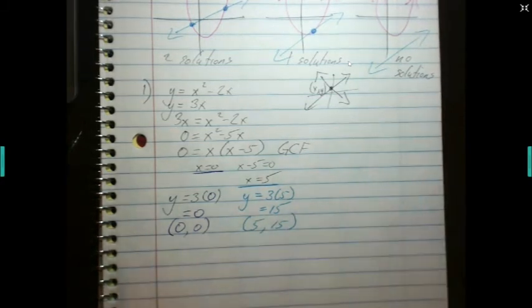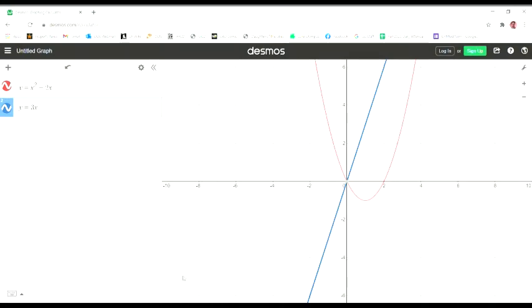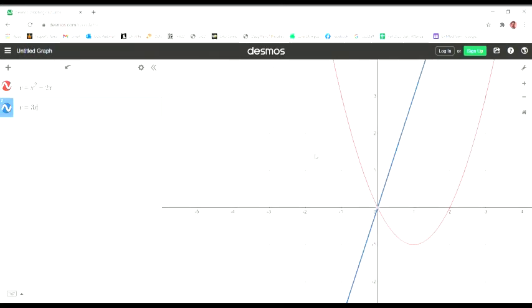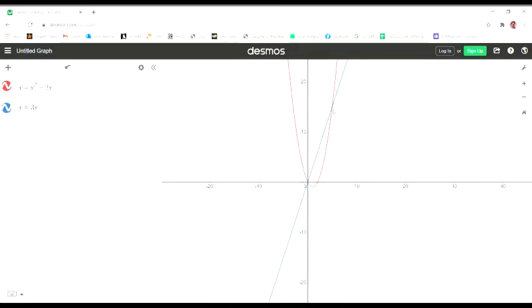So let's take a look at how we would go about and check this using Desmos. So we can see here that I've already plugged in both of my equations. We have the red parabola, we have the blue linear equation. And we can tell if we zoom out that they do intersect twice. So we were right in finding two answers. And I can plug one point here. That gives 5, 15, which was one of our answers. And a second one here, which is 0, 0. That was the second one of our answers.